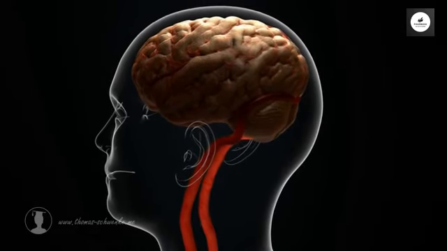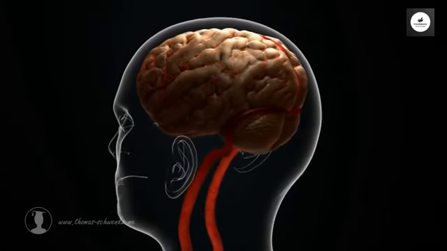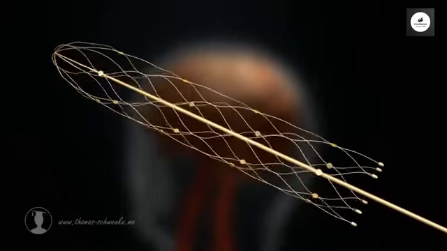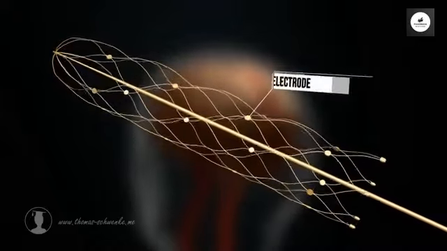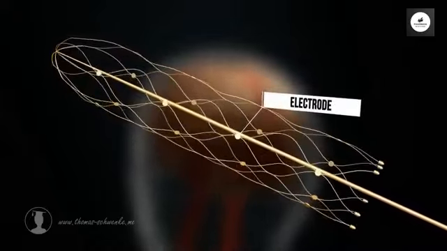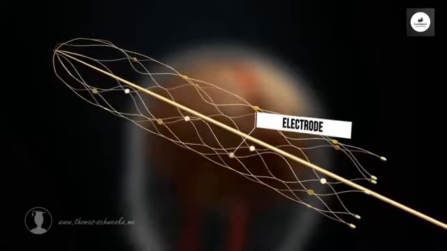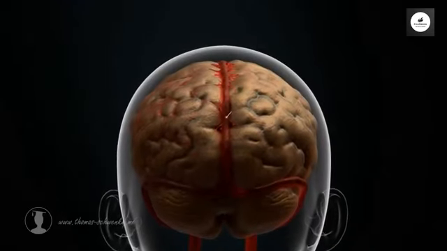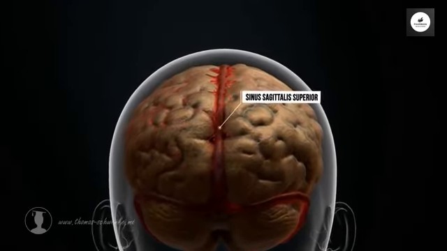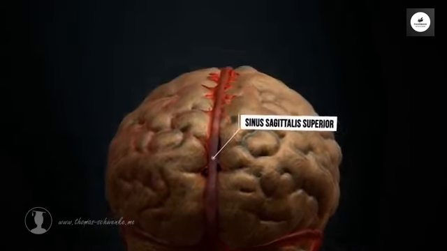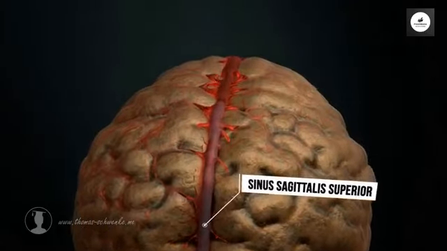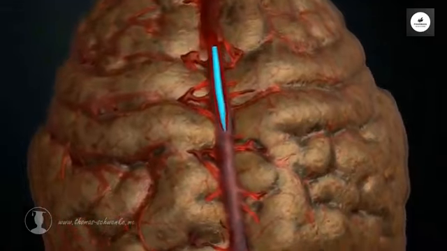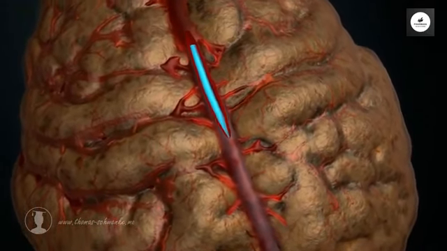Another method is used by the company Synchron. A stentrode is inserted through a vein in the neck using a catheter. This stentrode possesses electrodes and is placed next to the motor cortex. Here we see the blue catheter with which the stentrode is inserted.